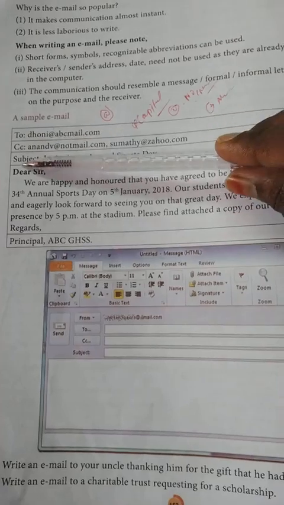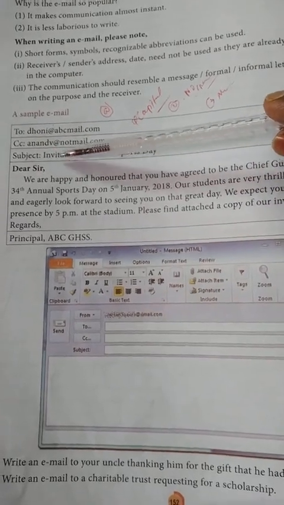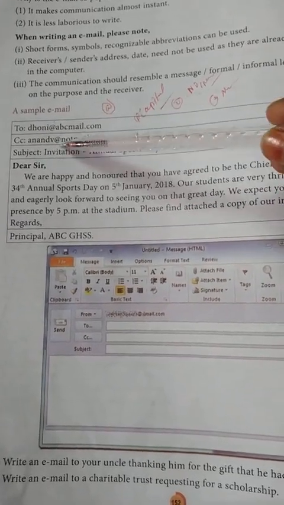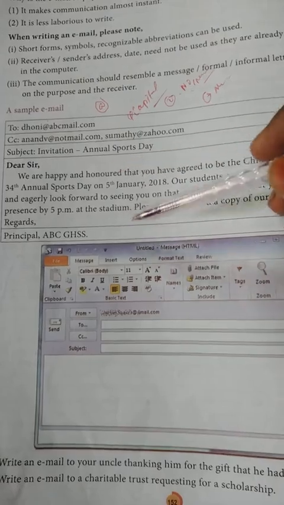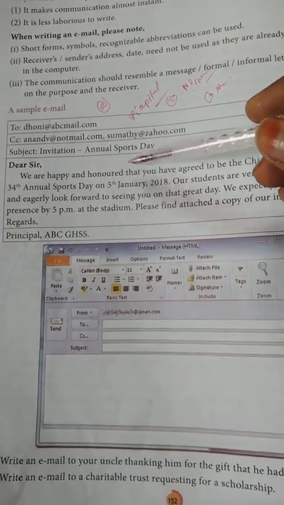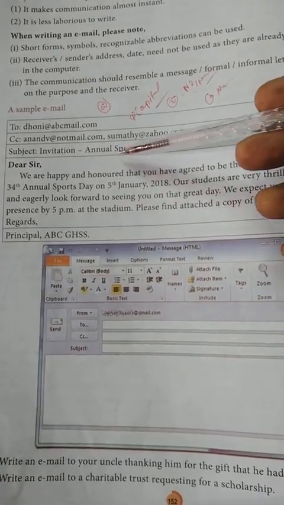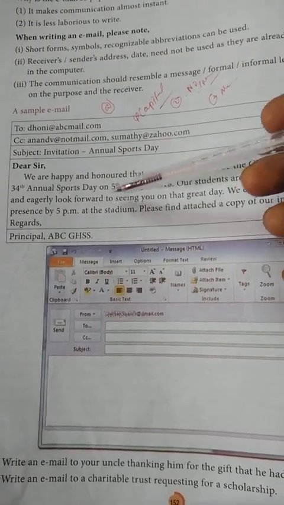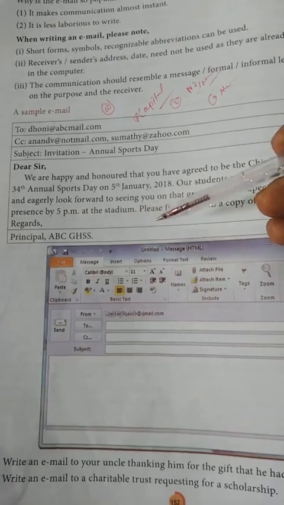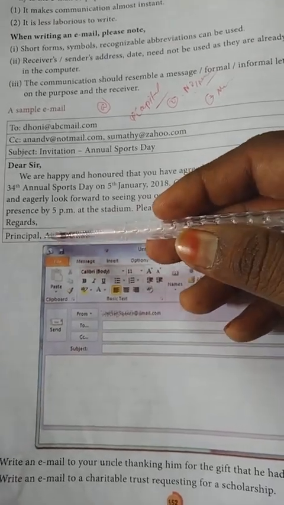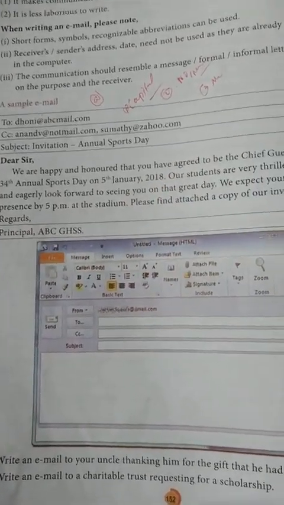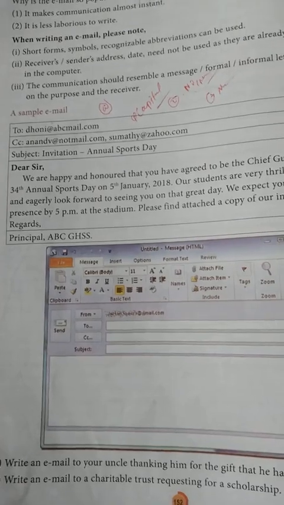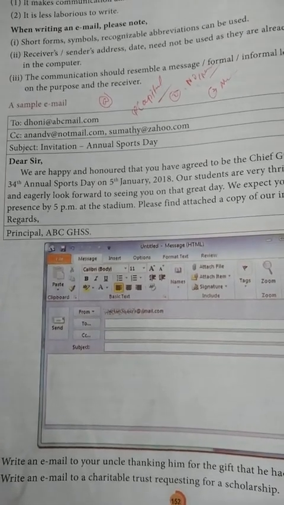And second, straight away you can go for the subject. For the subject you can just write invitation. That is more than enough. But if you want to make it clearer, you can write what the invitation is all about. Then as usual we write the body of the letter. And finally regards, and the next one is from whom the mail is sent. So these are the two things you have to learn.